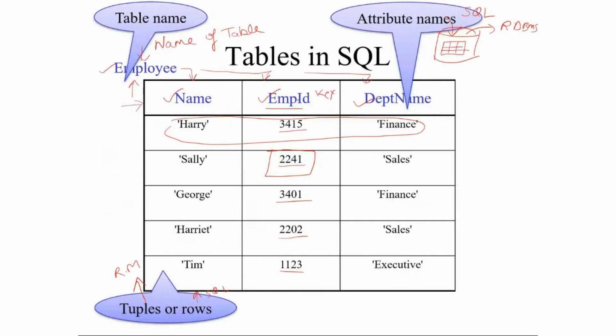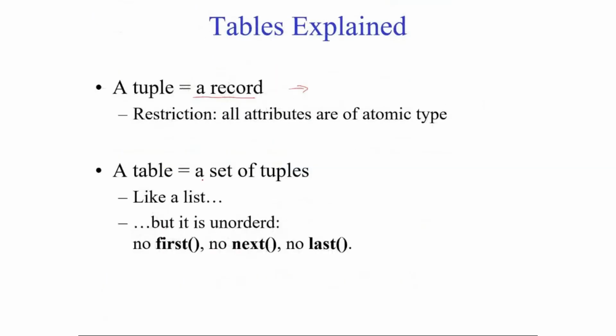For example, here, this Harry is one object. That means he's one employee. Then George is another employee. Then Tim is another employee. Then Sally is another employee. So these are the entities. They are the instances, or in a database, we call it one record. Restrictions: all the attributes are of atomic type.